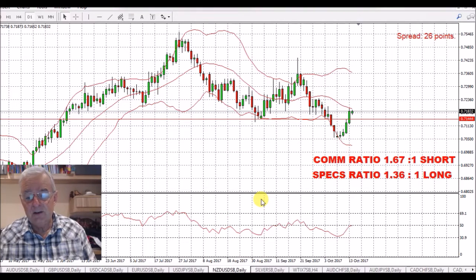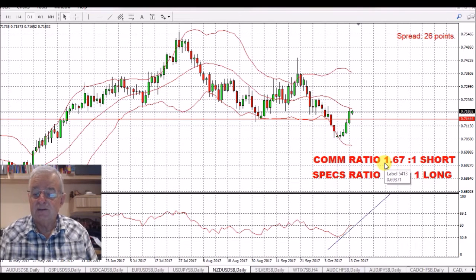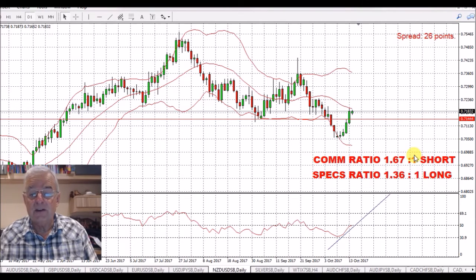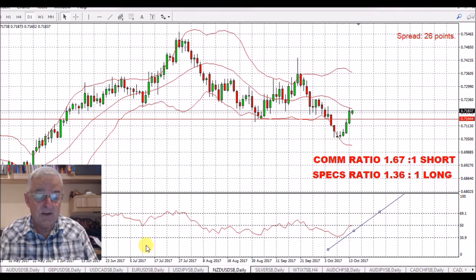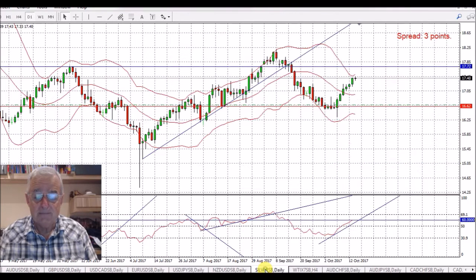New Zealand dollar, US dollar. It could do with a trend line up there actually. I'm expecting this to come back down. We still haven't got a particularly good divergence on the ratio, even on the commitment of traders. It's actually got weaker this week, a 1.67 to 1. So basically I am just watching this go down a bit. If this goes up to the 70 and then breaks back down, that would be a really nice sell signal as far as I'm concerned.